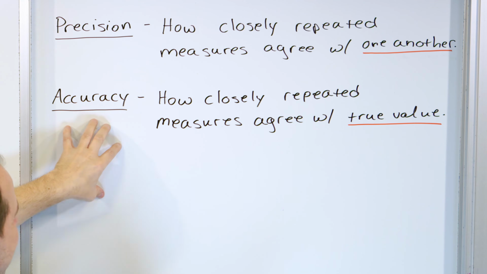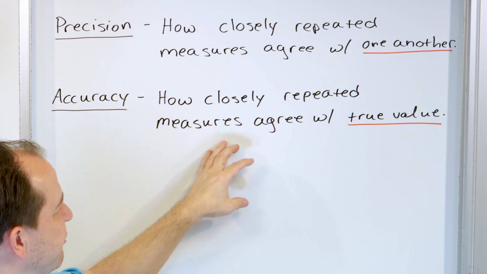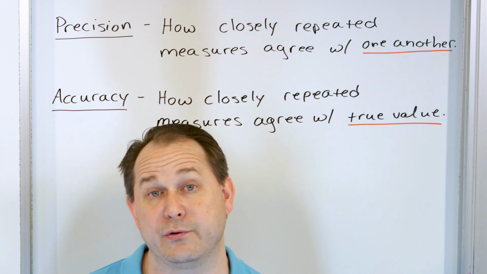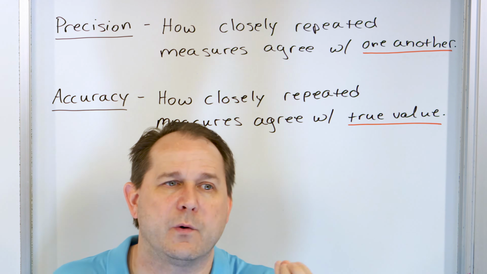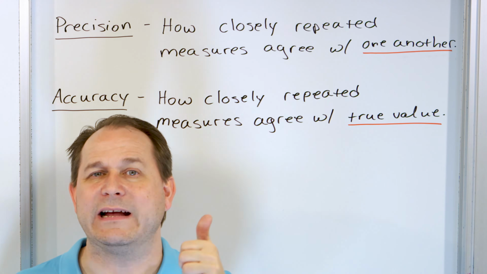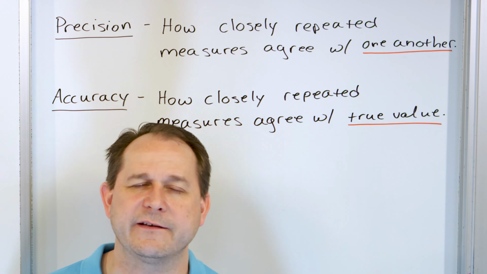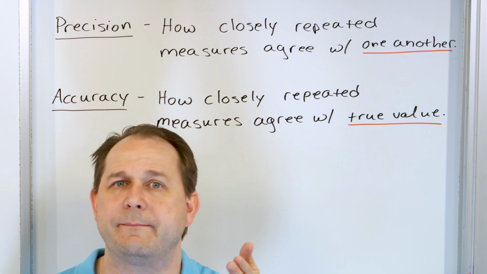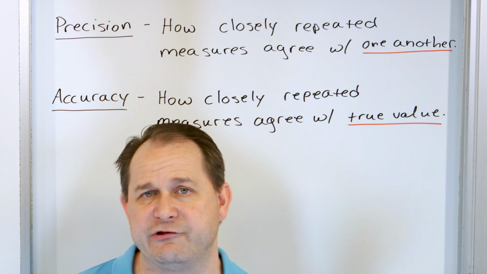But it's only accurate if these closely repeated measures agree with the true value of what it is you're trying to measure, the actual mass of whatever it is you're trying to do. So accuracy relates to truth. Precision doesn't have anything to do with truth. It just talks about how repeated measurements agree with each other.